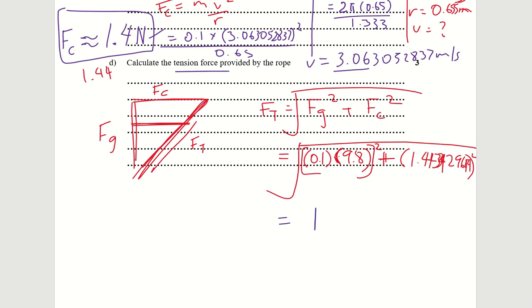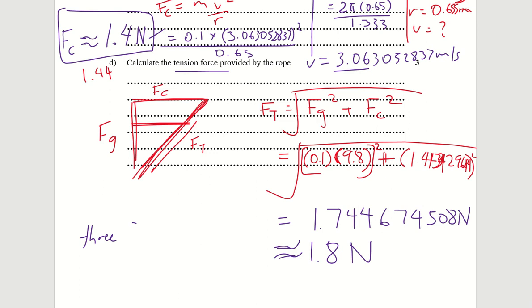And we get a tension force of 1.744674508 newtons, rounded off to 2 sig figs, 1.8 newtons. Or you can do it as 3 sig figs, which would be 1.74 newtons.